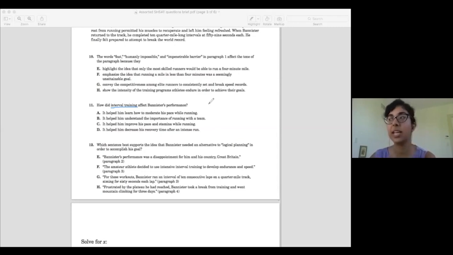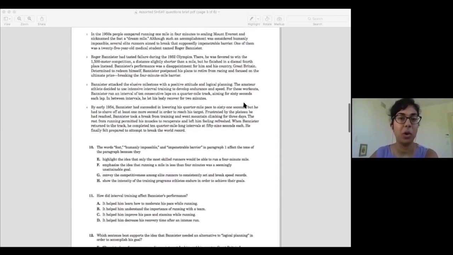A zoom out question tends to look like, what was the main idea of this passage? Or how does this particular piece of evidence relate to the overall flow of ideas? I like to call those ones combo, but they do involve some zooming out. But this one, it's just based on a piece of evidence about interval training, right?